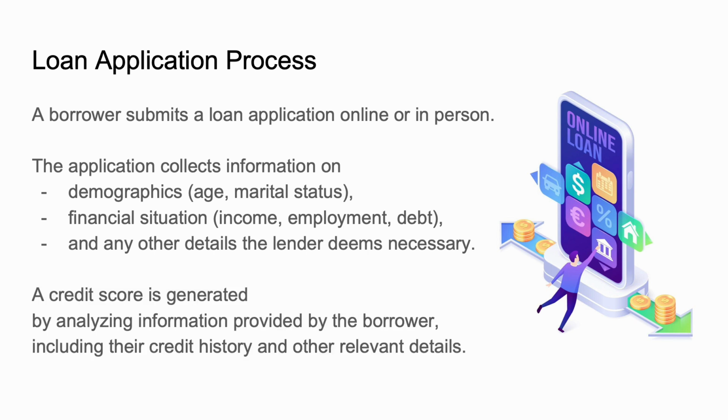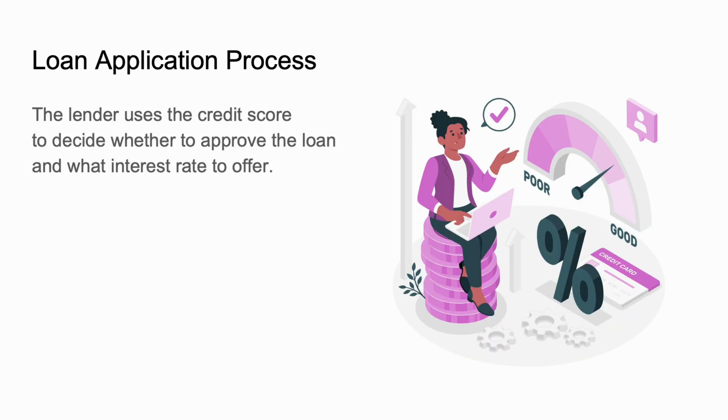A credit score is generated by analyzing information provided by the borrower, including their credit history and other relevant details. The lender uses the credit score to decide whether to approve the loan and what interest rate to offer. Consequently, the loan application will either be approved or rejected.